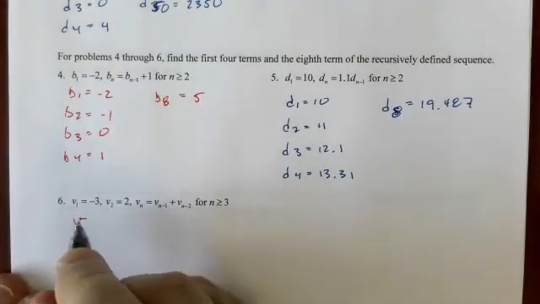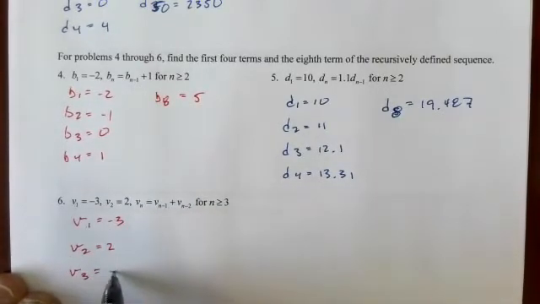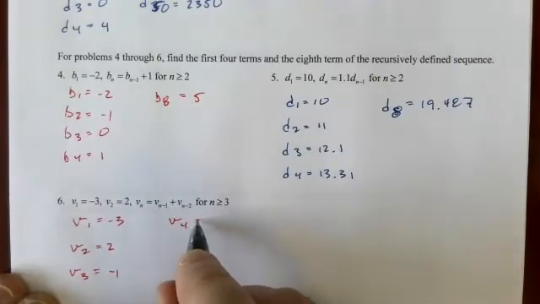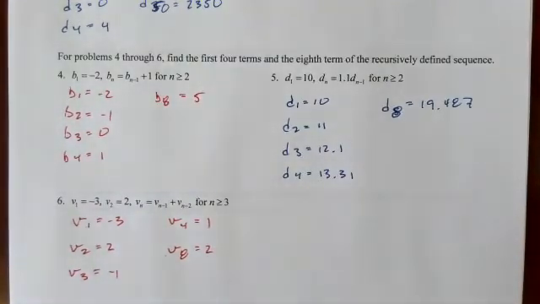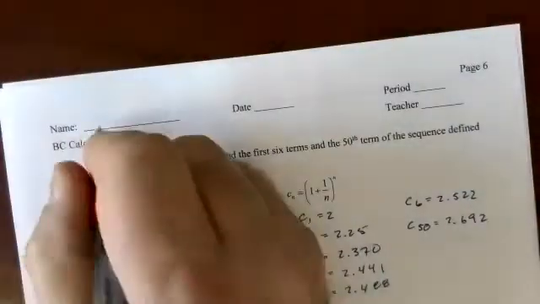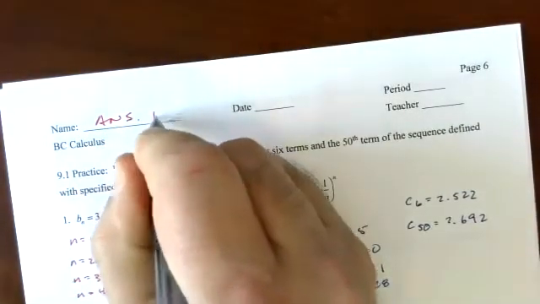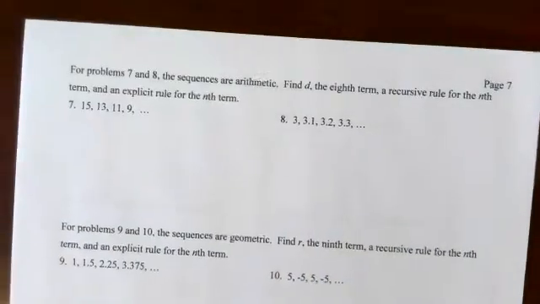Down here, V1 equals -3. V2 equals 2. V3 equals -1. V4 equals 1. V8 equals 2. Wish it was more complex. It's not. Is what you get. Alrighty.